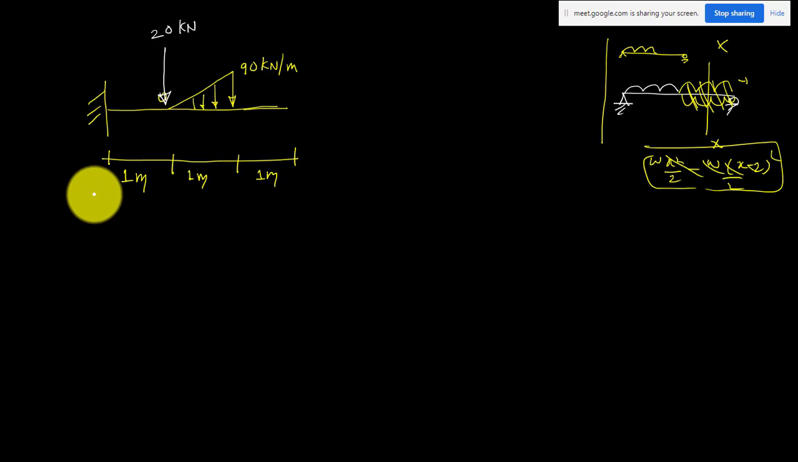So here if you look at this example, I'm taking it as support A, this is point B, this is C and D. This uniformly varying load is starting from here and it is just continuing up to D. After that there is no load. So again this is a discontinuous load. After D, this load is not continuing.